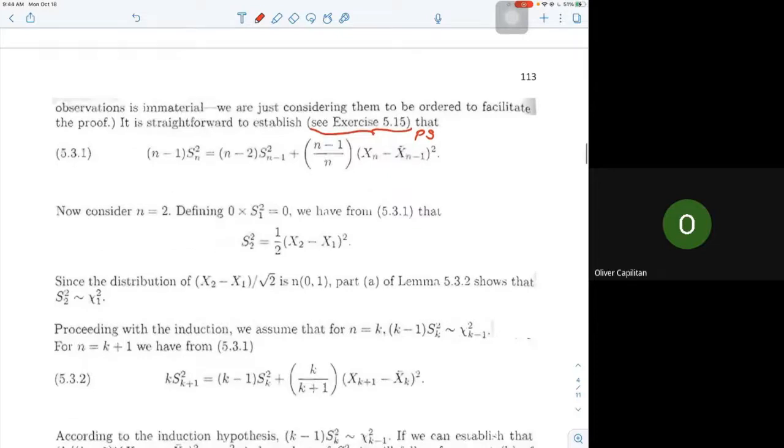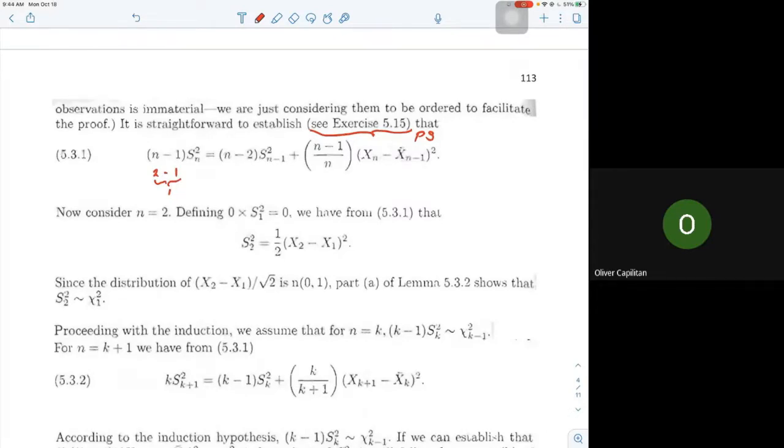Okay, so since we're going to apply the principle of mathematical induction, we consider n here, the smallest value for n, to be equal to 2. So if n is equal to 2, then we have here 2 minus 1. The answer for that is equal to 1. So we have s sub 2 square. What remains on the left-hand side is s sub 2 square.